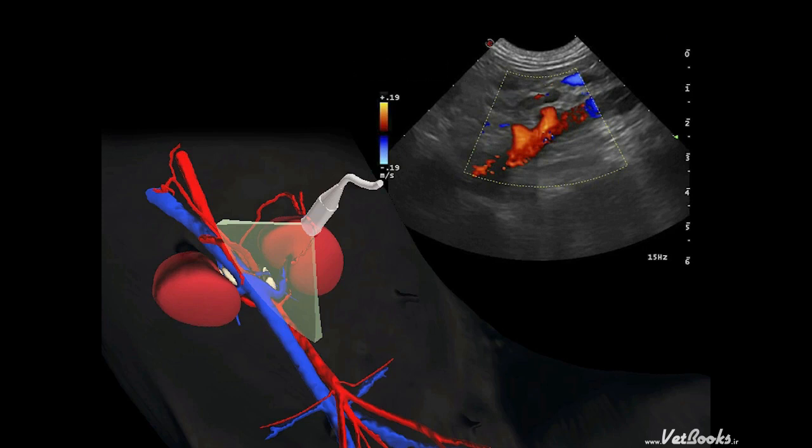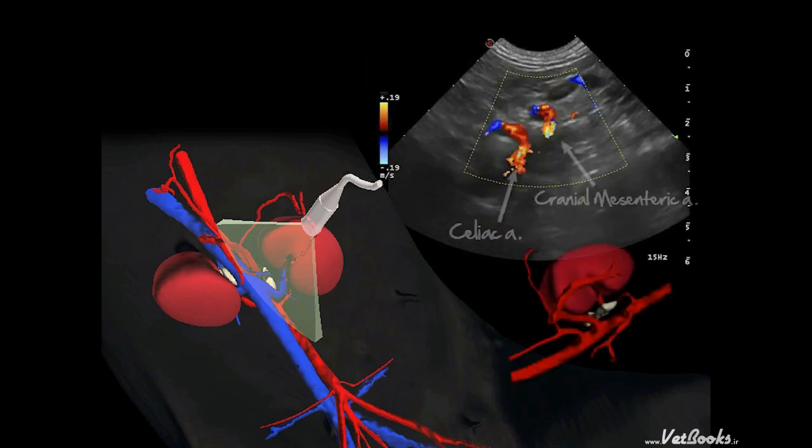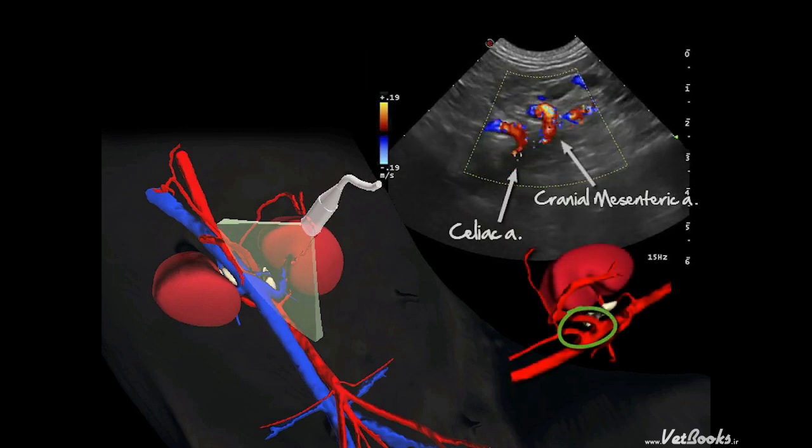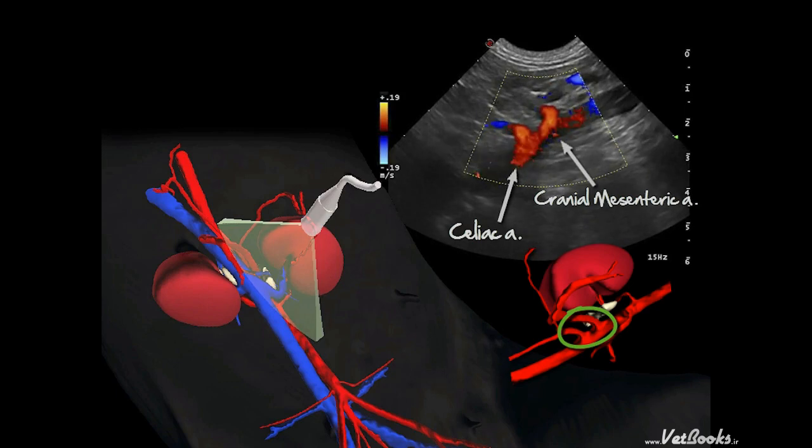Observe the small phrenicoabdominal vessel that runs along the ventral surface of the adrenal, as well as the celiac and cranial mesenteric arteries that branch off from the aorta close to where the adrenal is located.